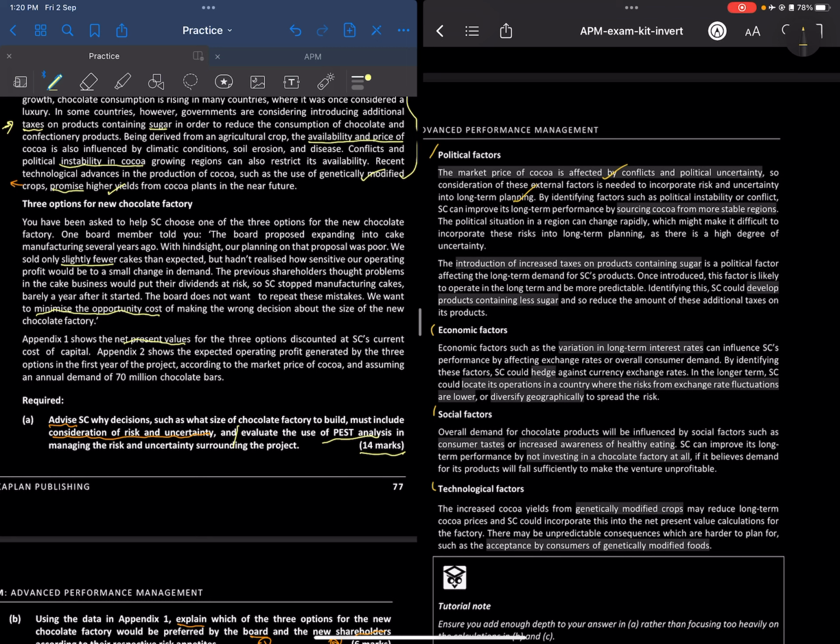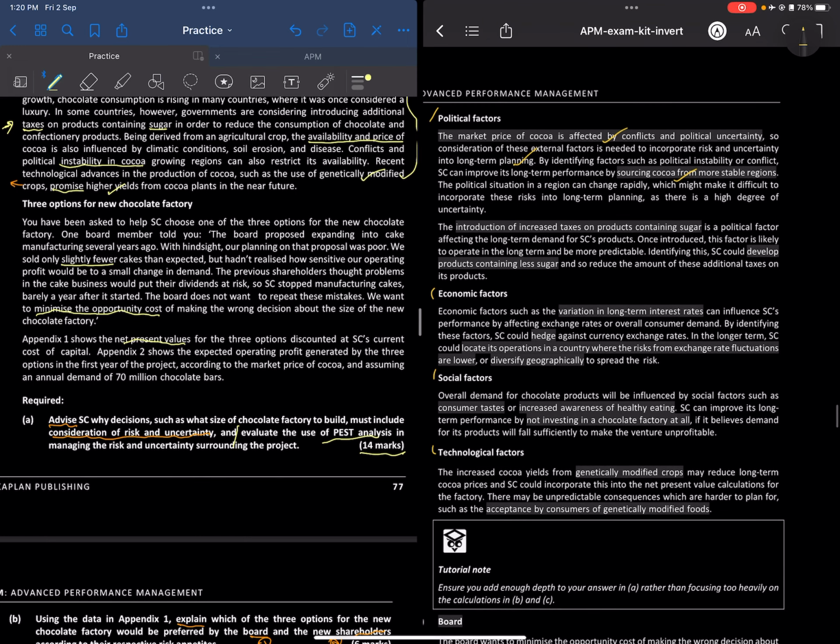So based on that, we could have excess inventory or not, right? By identifying factors such as political instability, SC can improve its long-term performance by sourcing cocoa from more politically stable regions. Just making that assessment will help us decide where to source our products from so that it's likely to be unaffected. The political situation in a region can change rapidly, which makes it difficult to incorporate these risks in long-term planning as there is a high degree of uncertainty.